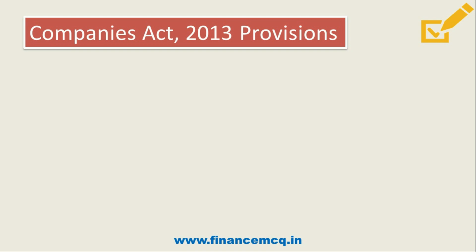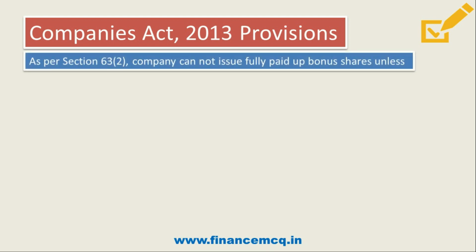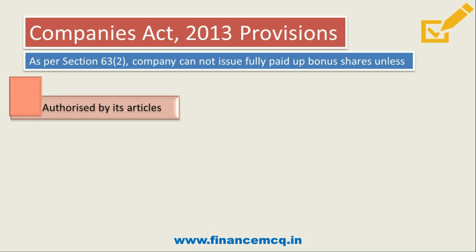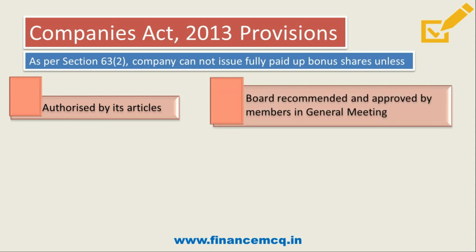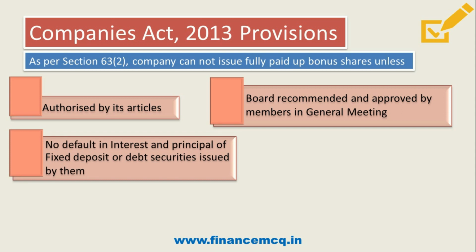Now let's discuss the next section related to bonus issue of shares. As per Section 63(2), a company cannot issue fully paid up bonus shares or capitalize its profit unless it is authorized by its articles of association, and the bonus issue has to be recommended by the board of directors. It has to be approved by members in general meeting, and there has to be no default in payment of interest and principal of fixed deposits or debt securities issued by them. So if there is a default, then the company cannot issue bonus shares. They need to first clear their dues, then make the bonus issue.